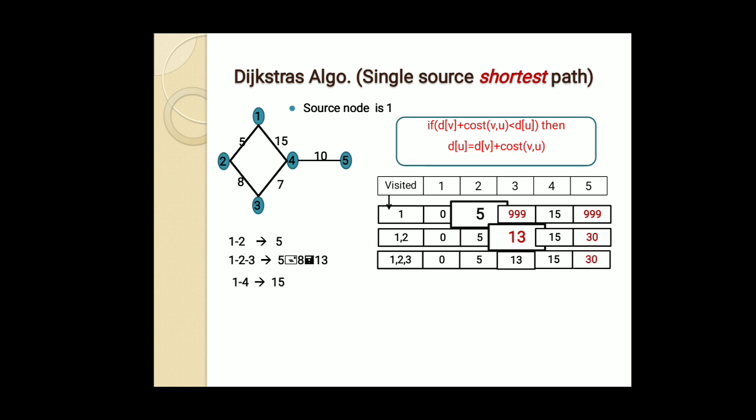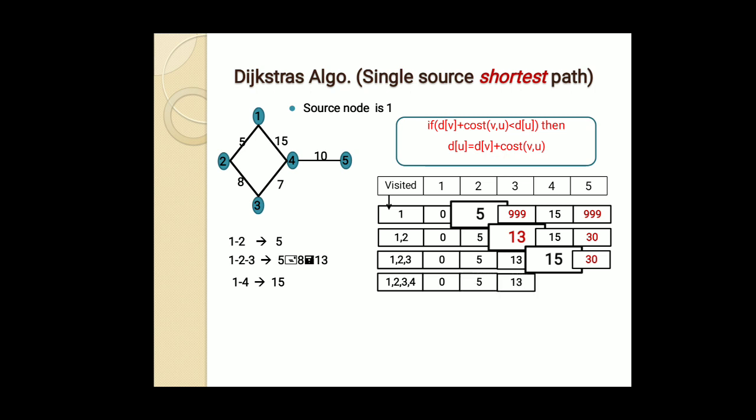Now I've visited 3, now only left out is with respect to 15 and 30. So obviously 15 is the minimum one, so that would go as a resultant value, right? So these are the things, as you can notice. So I'll update the same things here, right?